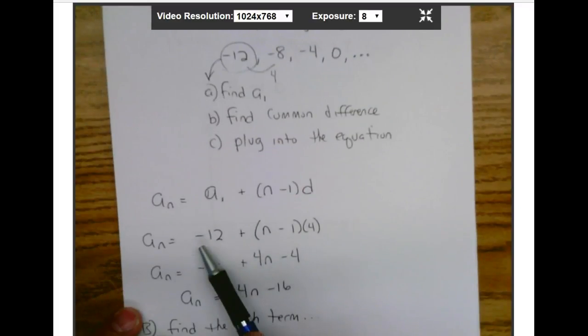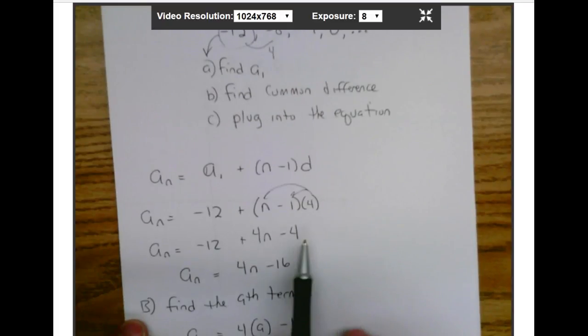They're not all the same. So then we plug in, then we do the math. So we'd have negative 12 plus, and this would be 4n, right? We're multiplying using the distributive property here, right? So 4n minus 4. We then collect like terms, so we take this negative 12 and we add it to negative 4 and we get negative 16.